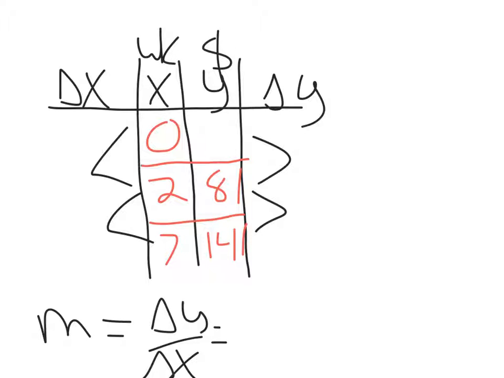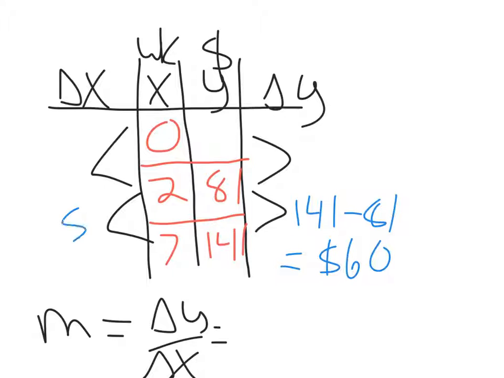So folks, let's take a look at this information now that we've got it into a table of values. Let's try and come up with that equation. So the first thing we want to do is figure out how much y, the dollars, is changing by. So if we look, we notice that it changed from 81 to 141, which is $60. Now, that $60 of increase occurred over 5 weeks, okay, from 2 until 7 weeks.